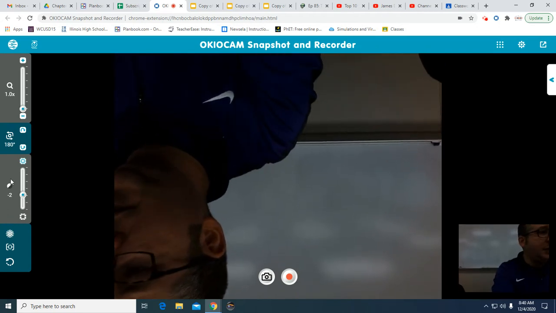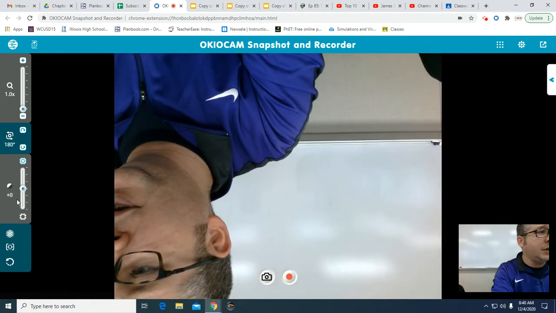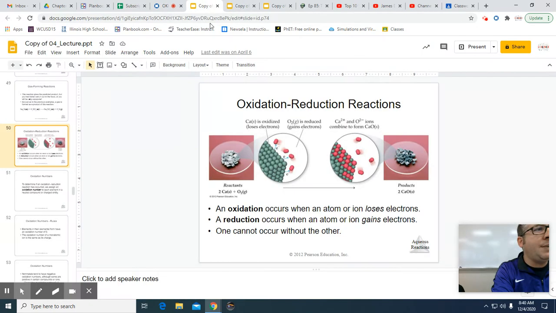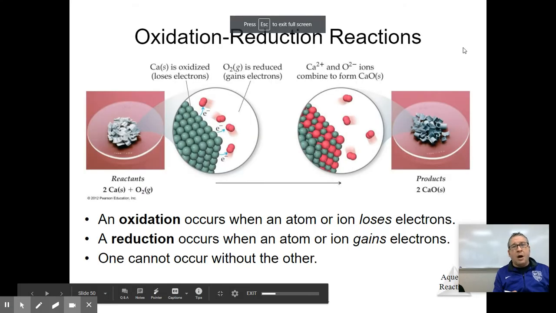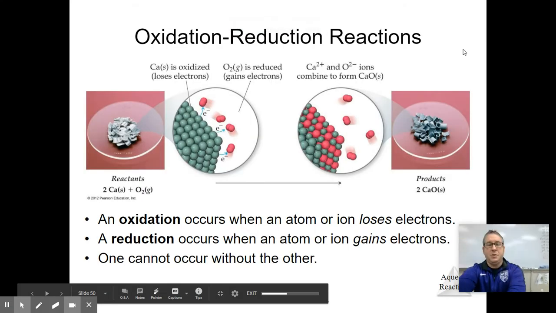Back to me. I'm going to put the light back where it normally goes. Back to me, back to notes, and we're going to continue on. If I can get my camera right there, we go.